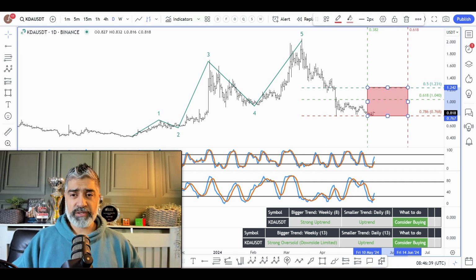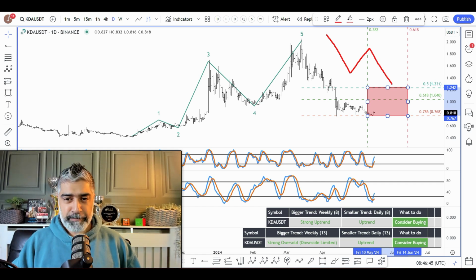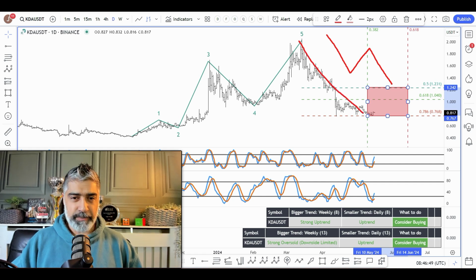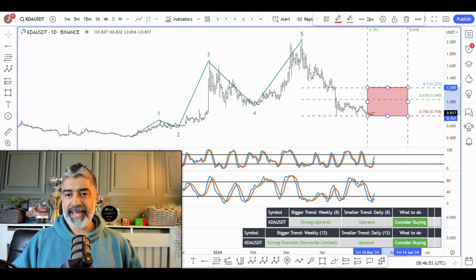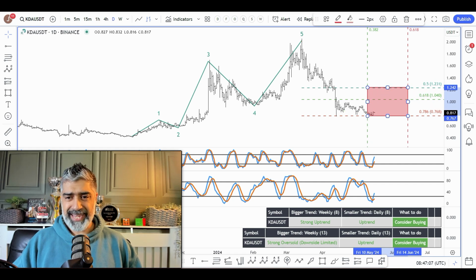Most corrections finish in a minimum of a 3-wave correction and looks more like this. Whereas this pattern structure looks pretty impulsive to the downside, and corrections don't typically finish in an impulsive structure. So what that indicates to me is that even though we've hit the price and the time, this might just be the first leg of the correction, and any move to the upside might just be a wave B, and then we might get a longer drawn out correction to the downside when we're looking at KDA.